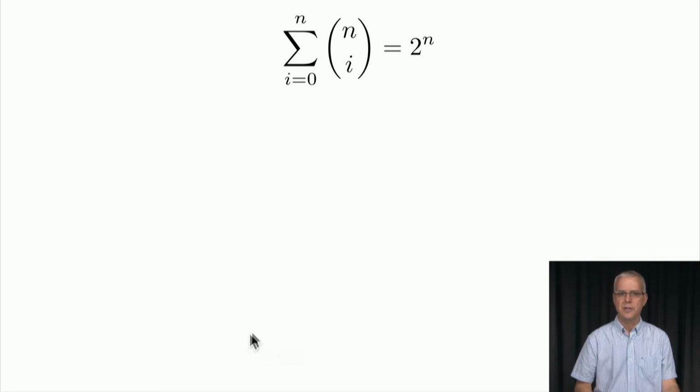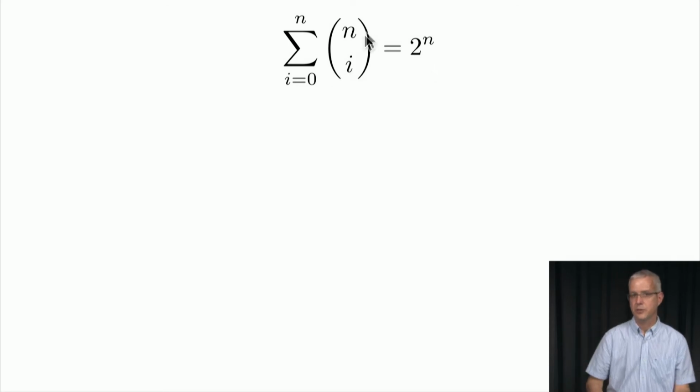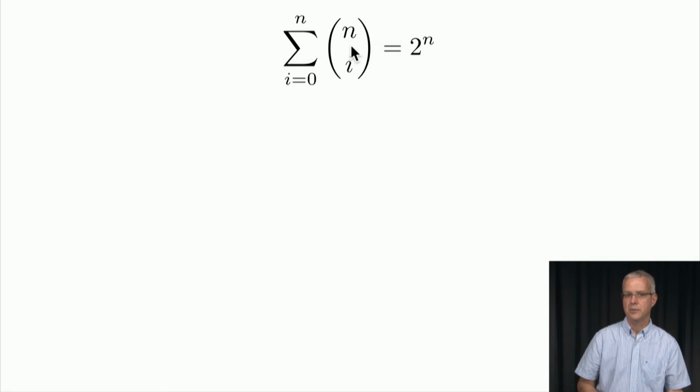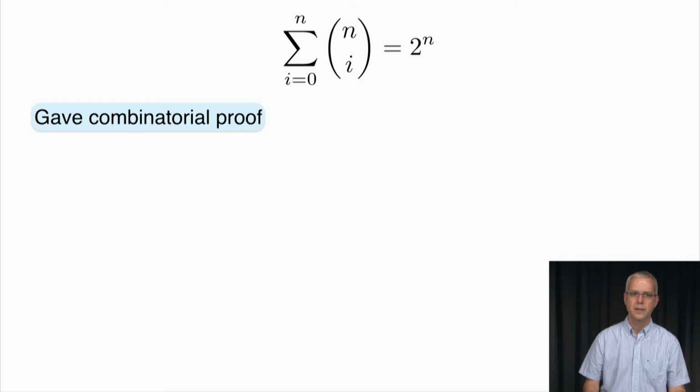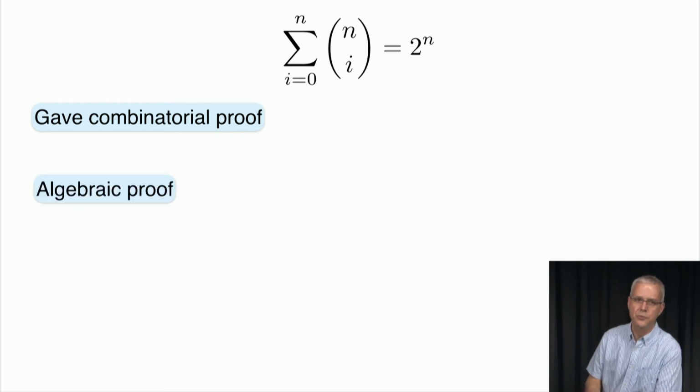So remember that we said before that summation of n choose i is 2 to the n, and we proved it combinatorially by saying this is the total number of sequences of length n, and this counts the number of sequences of length n with i ones. Okay, and we gave a combinatorial proof, which is basically what we have just said.